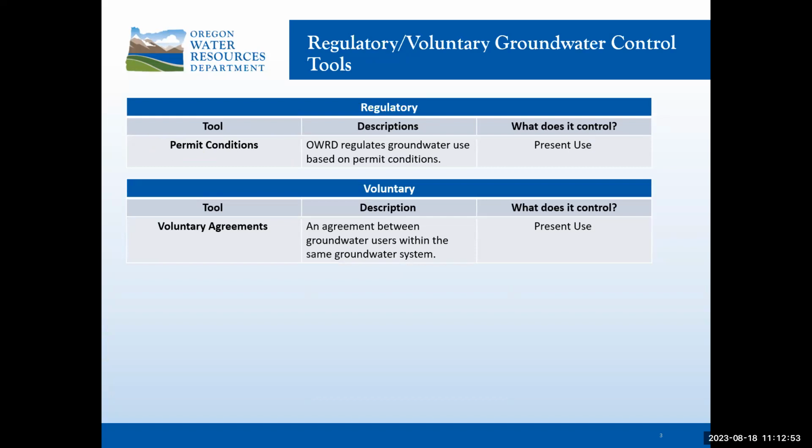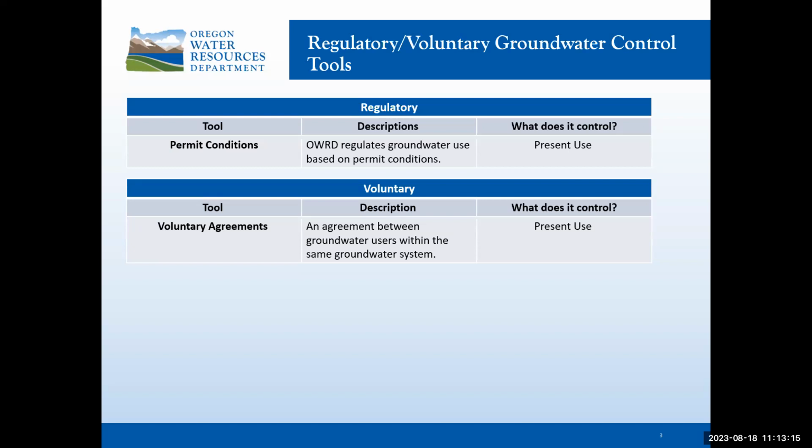This is where the department would regulate to the specific conditions within a permit. Oftentimes these are related to water level declines. So if water levels decline beyond a certain point from a reference level that's set, then the use of that well could be regulated off.